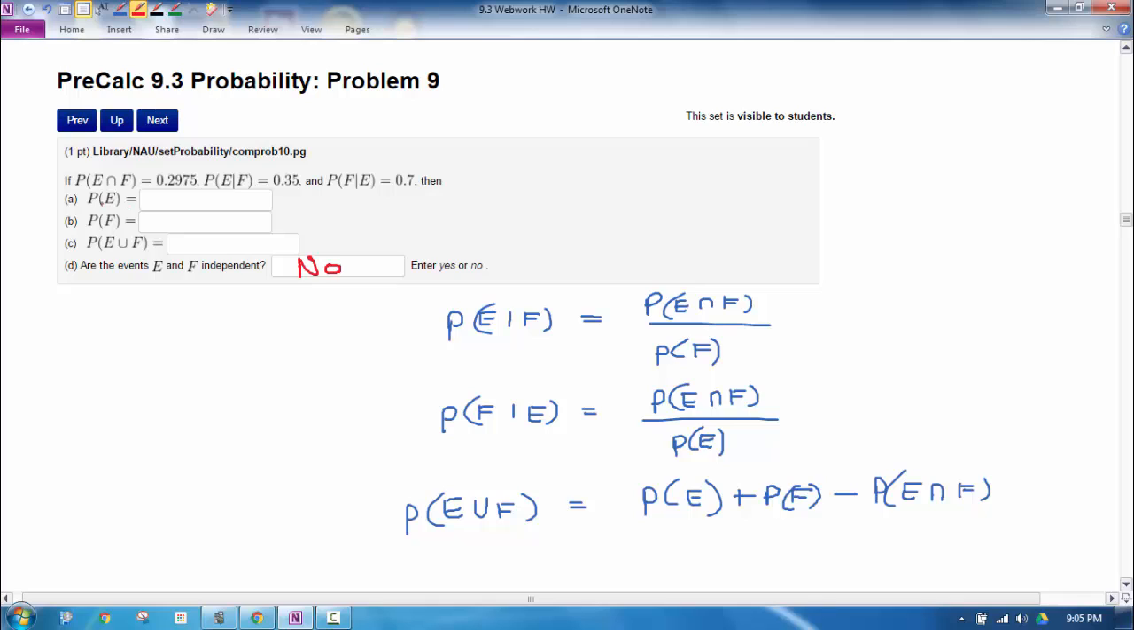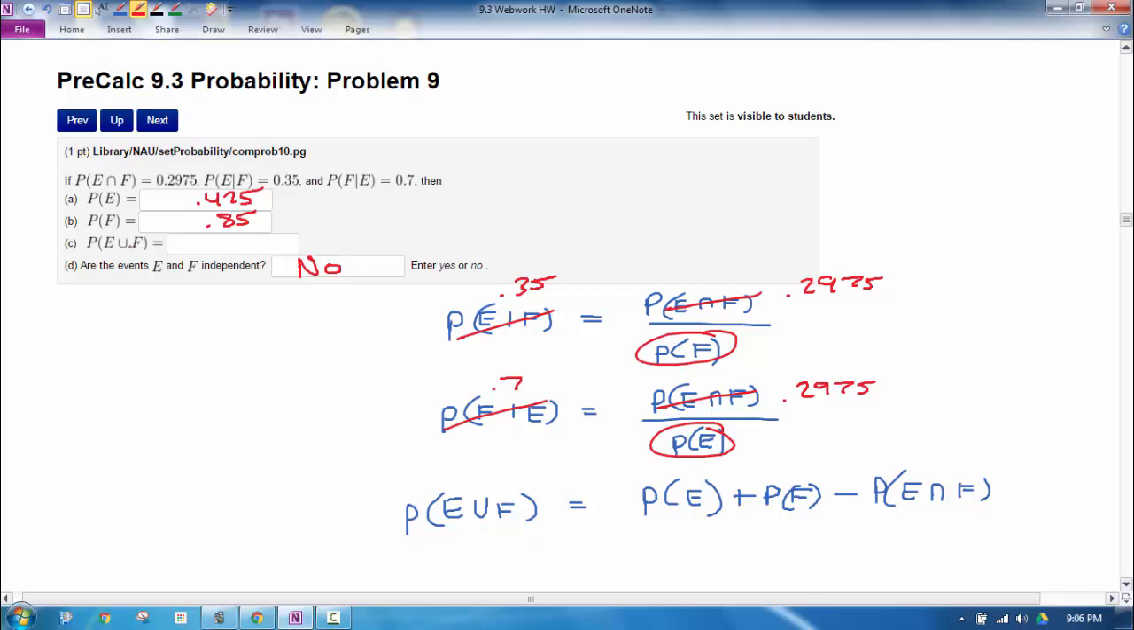So if we're looking for the probability of E, that's right here. To solve for that, we would just plug in what they gave us here, which is 0.2975, and what they gave us here for the probability of F given E, which is 0.7. If you solve for P of E, then you get 0.425. Now you can do the same thing for the probability of F. That's the variable right here. Once again, we have this value, 0.2975, and we have this value, the probability of E given F, they gave us just 0.35. So just cross multiply, solve, and you get 0.85.